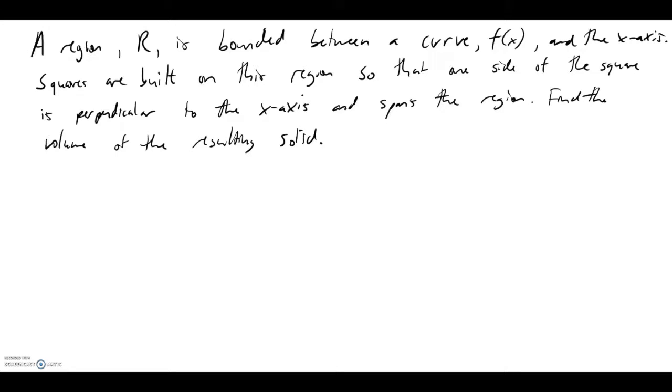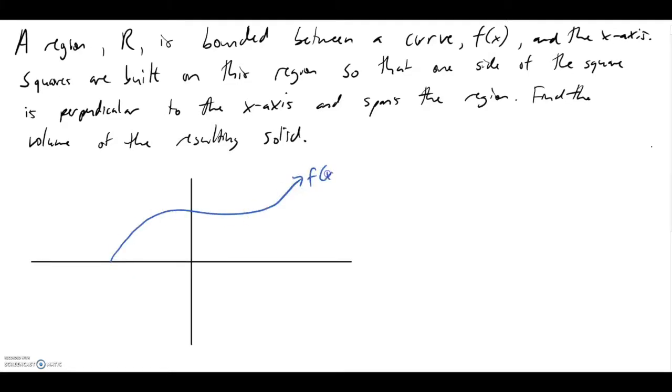And here's the problem that we'll set up for this application. A region R is bounded between a curve f of x and the x-axis. So here's a generic f of x curve, and I've labeled the region R. What we're going to do is, in this region, build squares with one side perpendicular to the x-axis, covering the entire span of the region from the x-axis to this curve, and we're going to build those squares going upward, coming out of this two-dimensional picture and entering the third dimension.